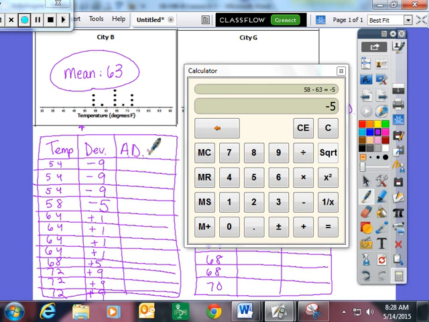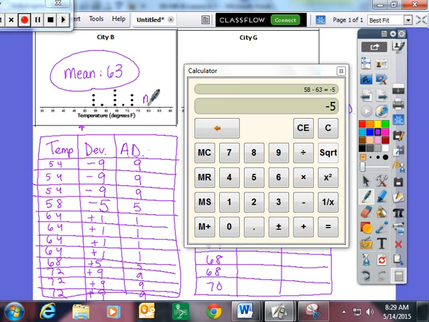Now in this column, you are going to find the absolute value of the deviations, or how far they are from 0. Negative 9 is 9 away from 0. Negative 5 is 5 away from 0. 1 is 1 away from 0. 5 is 5 away. 9 is 9 away. Now you have a column for absolute deviations.